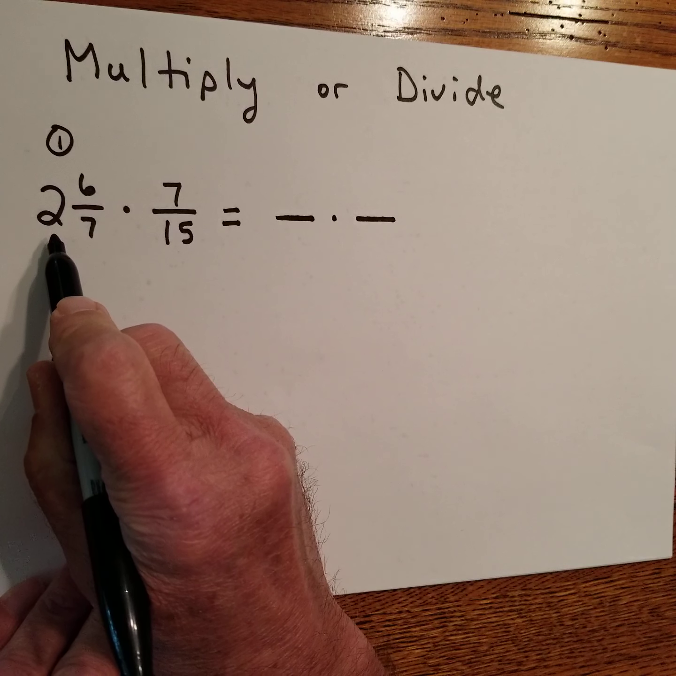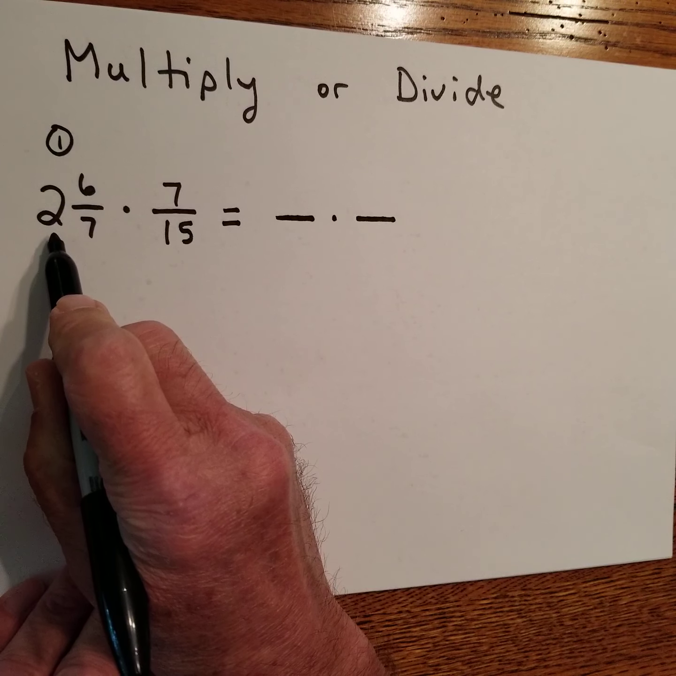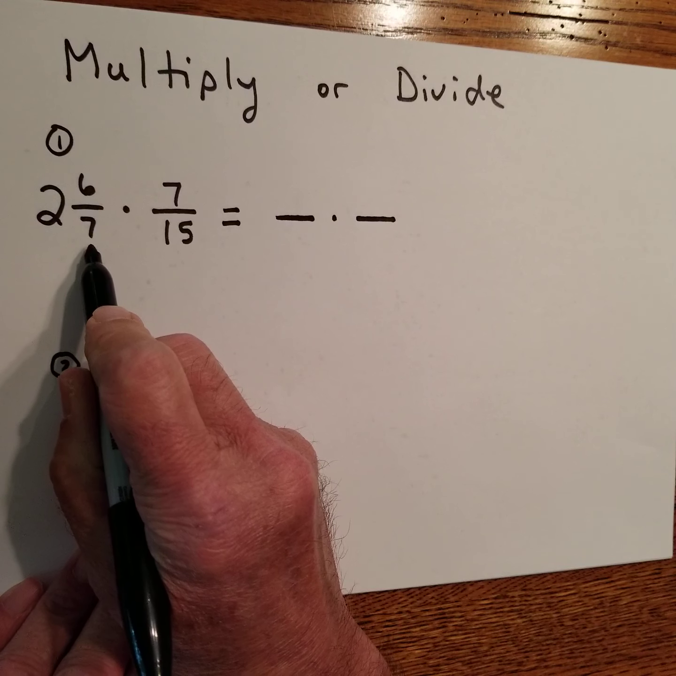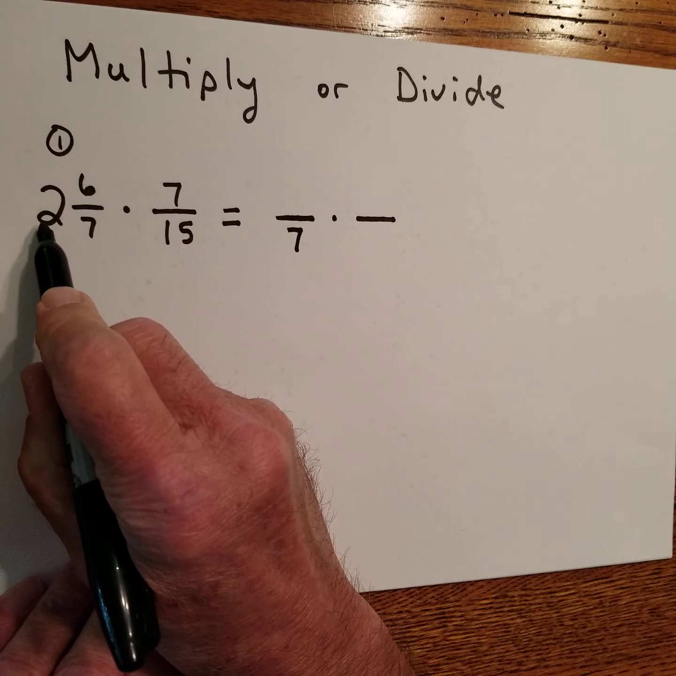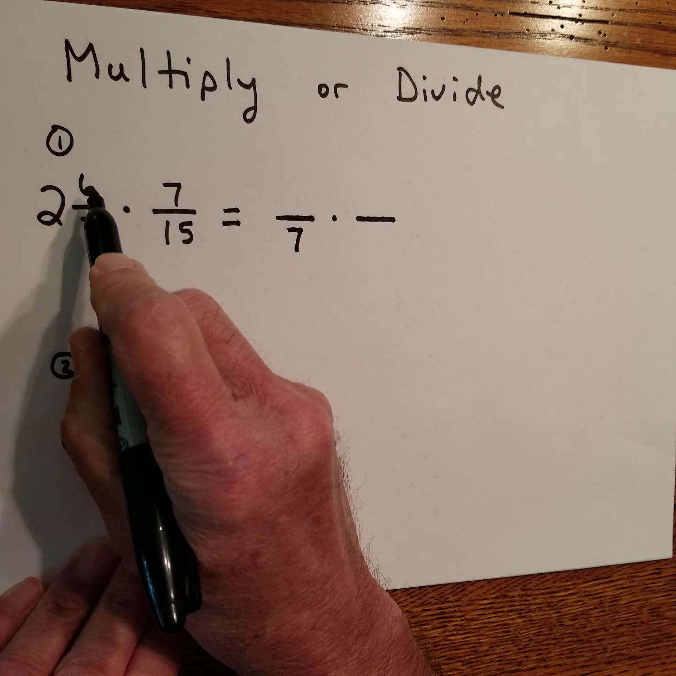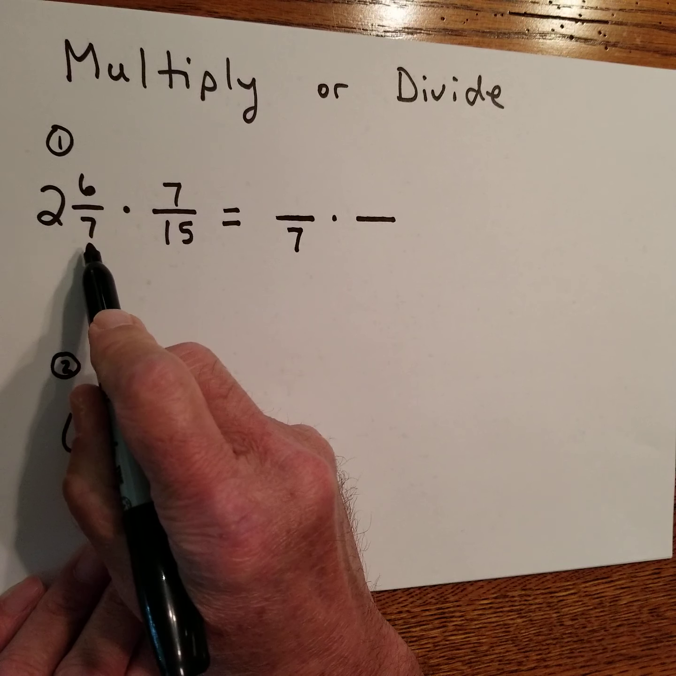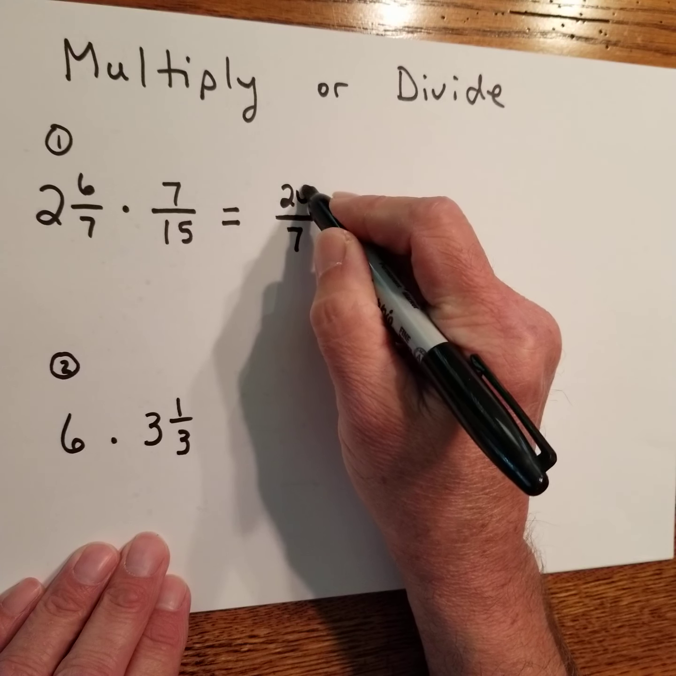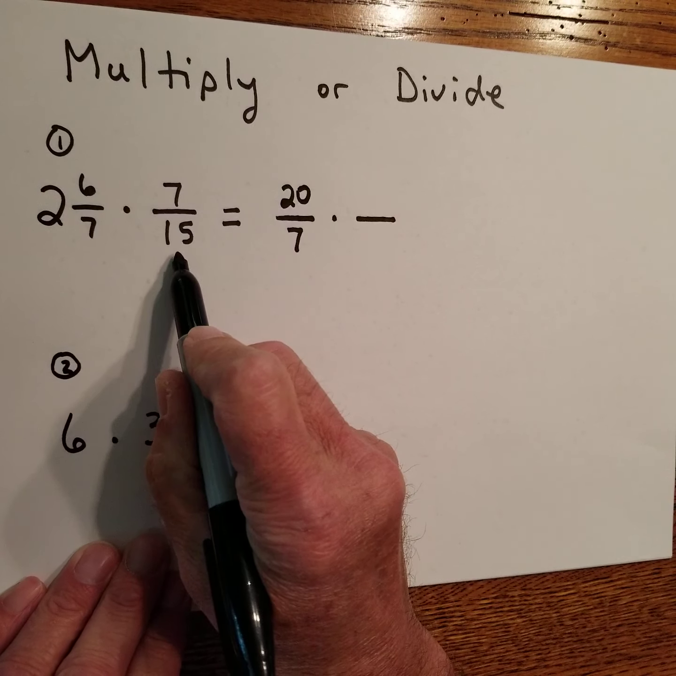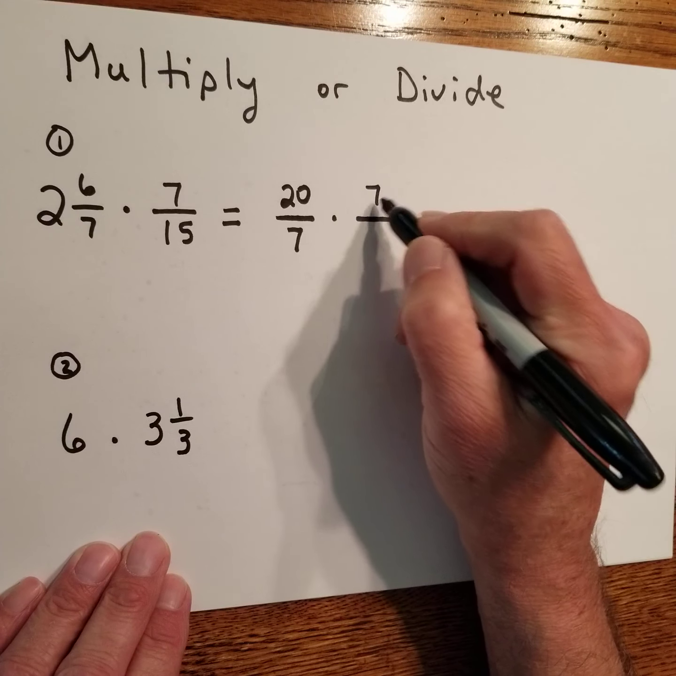We'll change 2 6/7 into an improper fraction. Keep the denominator. Then it's 2 times 7 plus 6. 2 times 7 is 14, plus 6 is 20. Now the 7 over 15 will copy.